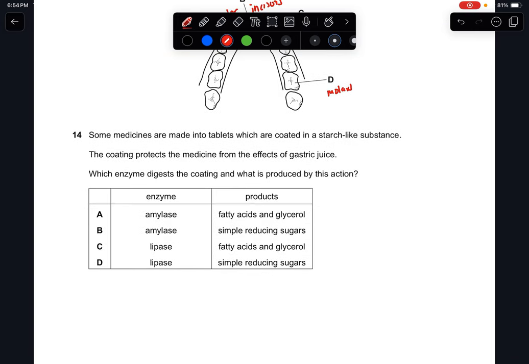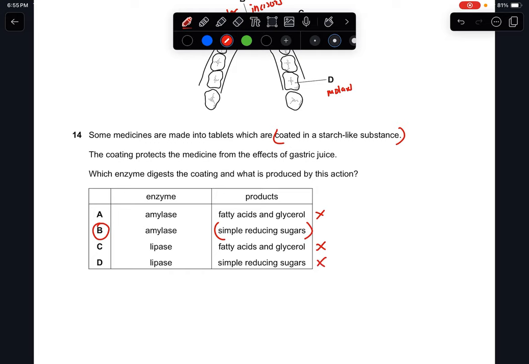Some medicines are made into tablets, which are coated in a starch-like substance. The coating protects the medicine from the effects of gastric juice. Which enzyme digests the coating and what is produced by this action? Since they say it is coated with a starch-like substance, in order to break the coating, it's made of starch. So you use amylase, because amylase will hydrolyze it into something smaller, which could be glucose. So the products are definitely simple reducing sugars, so the answer is B. For A, it won't produce fatty acid and glycerol. Lipase will, but it didn't say any fat-like substance, so it's out.